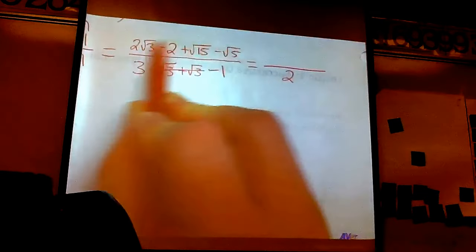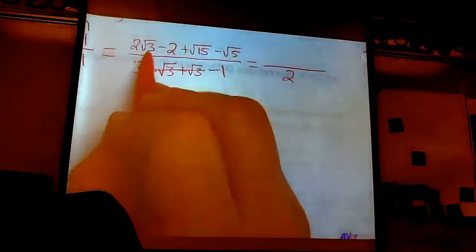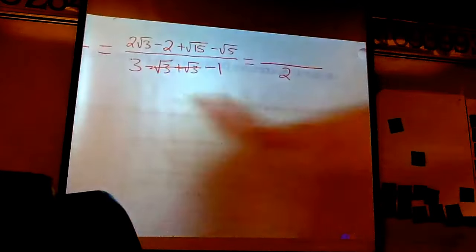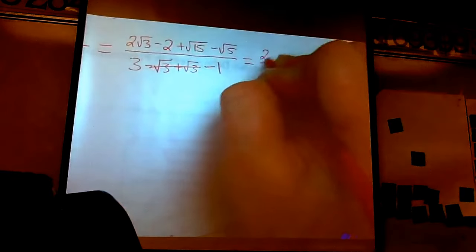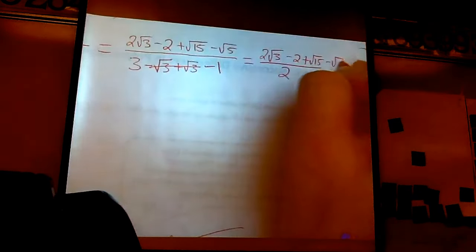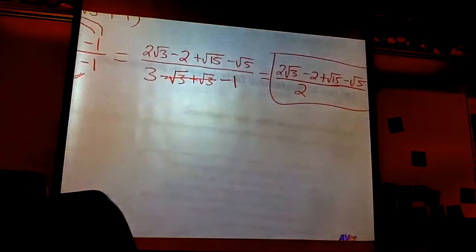On top, can we combine any of these? No. Remember, they have to have the same radical to combine them, and those don't have the same radical. And none of them could be simplified anymore. So it would actually just be that big old thing, and there's nothing you can do.